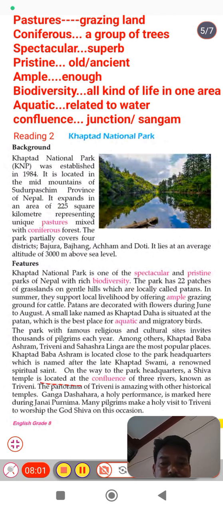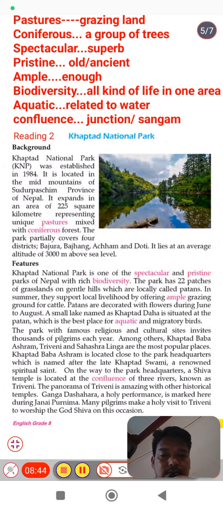The panorama of Triveni is amazing, with its other historical temples, the old and ancient temples of this park. Ganga Dashera, a holy performance, is marked here. So Ganga Dashera is like a festival and holy performance, celebrated here during the Janai Purnima. This is the occasion of Janai Purnima when all this festival is performed here.